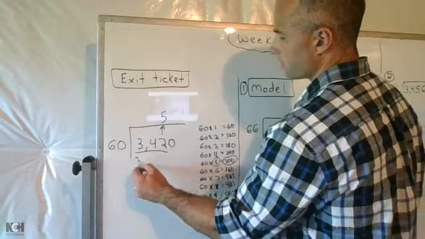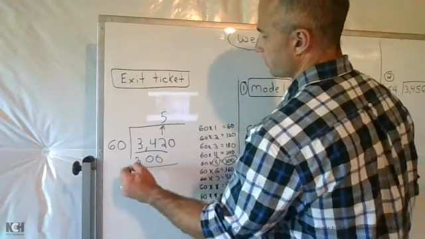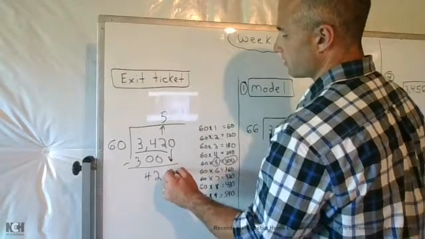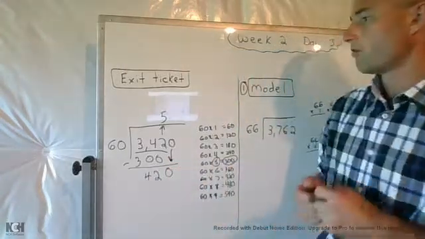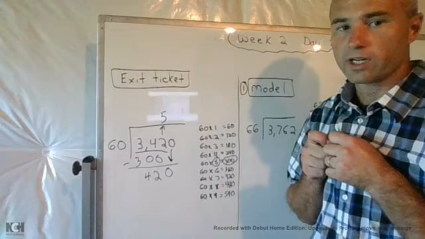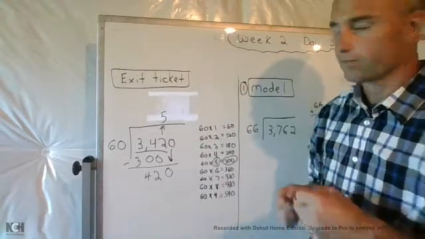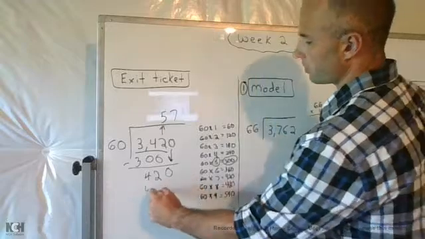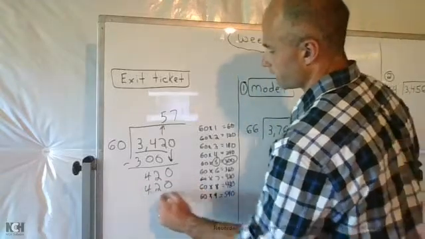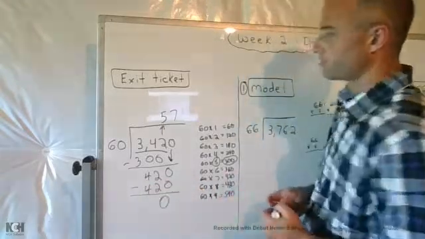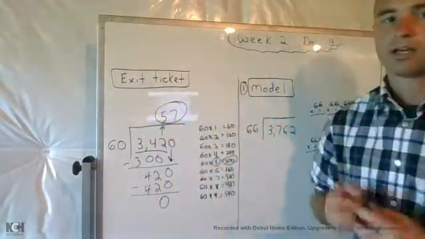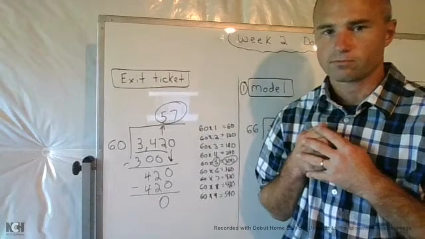5 times 60 equals 300. You subtract and you get 42. Bring down that 0. 420 divided by 60 equals 7. 7 times 60 equals 420. You subtract and you get 0 left over, giving you 57 as your solution here.